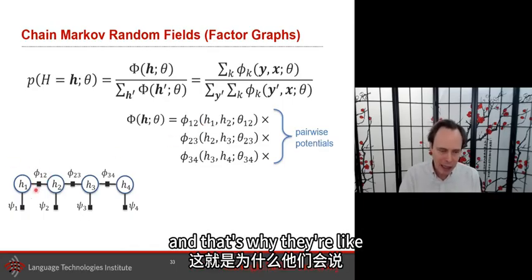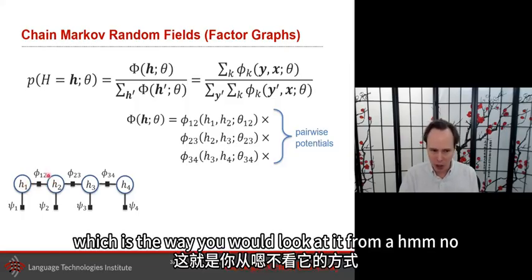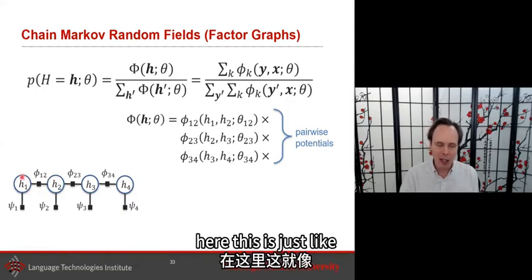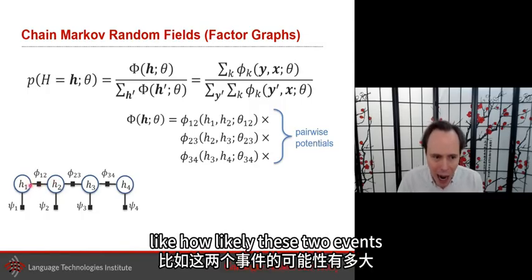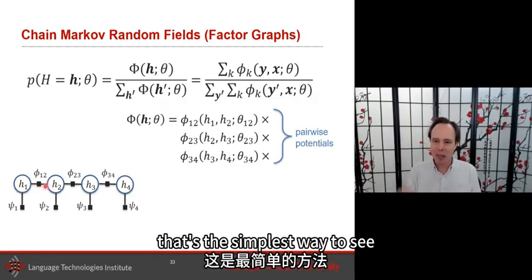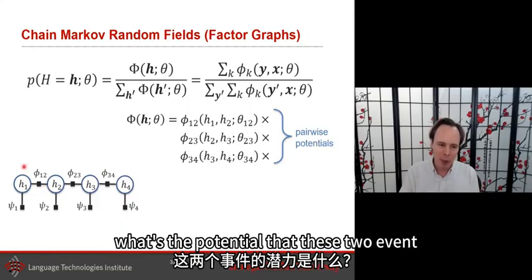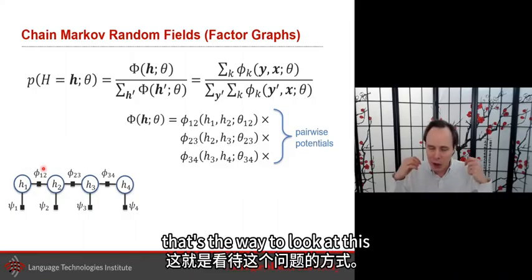And that's why you should not see it as H2 given H1, which is the way you would look at it from an HMM. No, here this is a symmetric relationship, like how likely these two events co-occur at the same time. That's the simplest way to see what is the potential that these two events co-occur at the same time. That's the way to look at this.